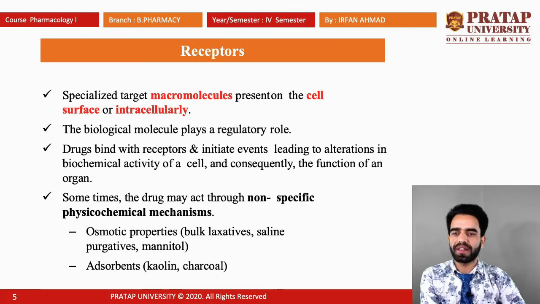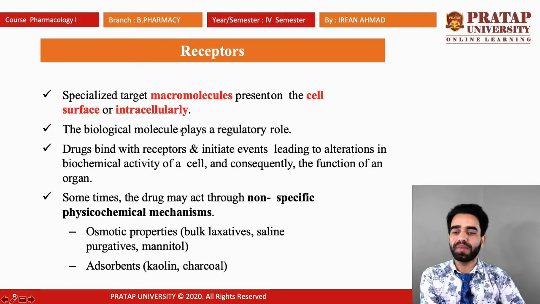So what happens when a drug binds with the receptors? It causes a change in the biochemical activity of a cell, and because of that the function of the organ is changed. For example, D is the drug and R is the receptor. When those bind, this will cause a change in the function of the organ.